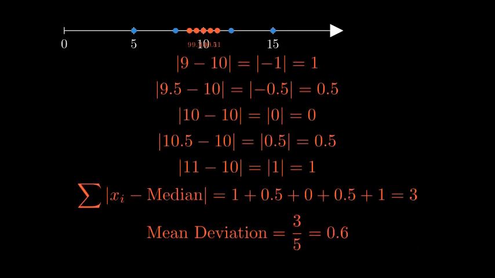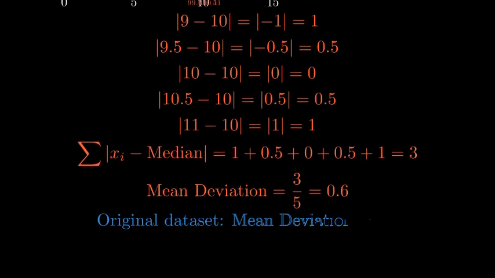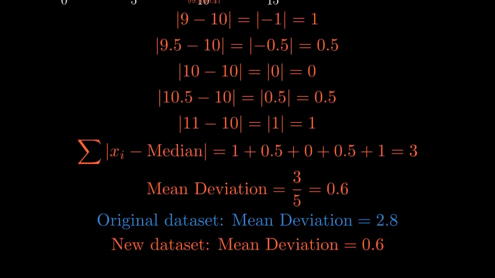Let's compare the two results side by side. The original dataset has a mean deviation of 2.8, while the new dataset has a mean deviation of 0.6. This confirms what we observed visually. The new dataset is less spread out, with values clustering more closely around the median.